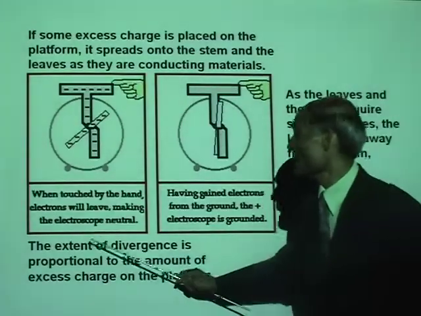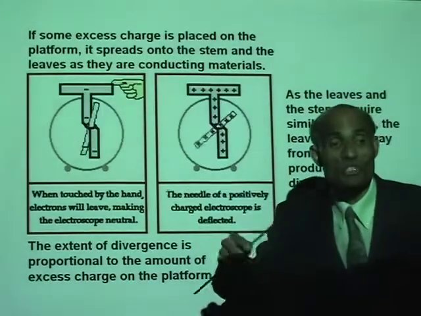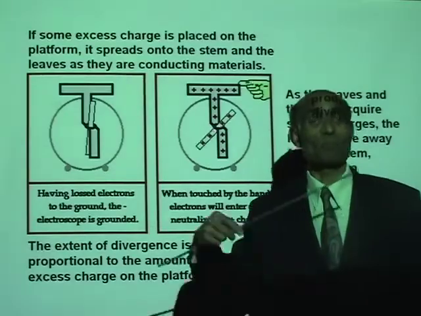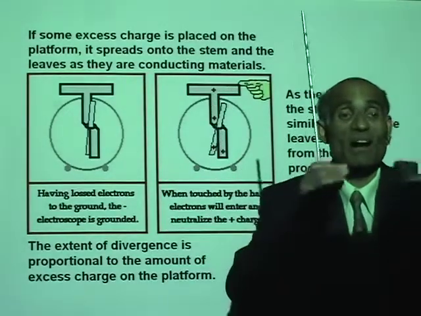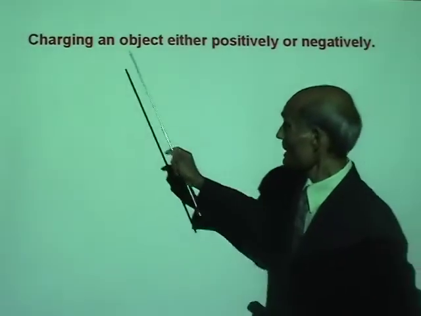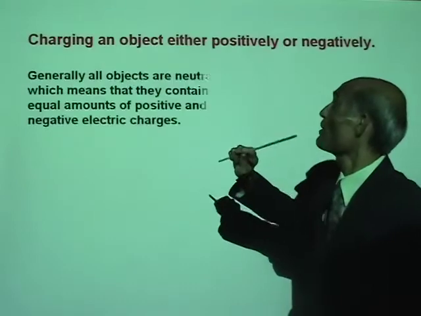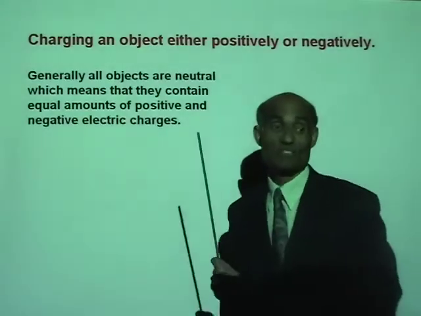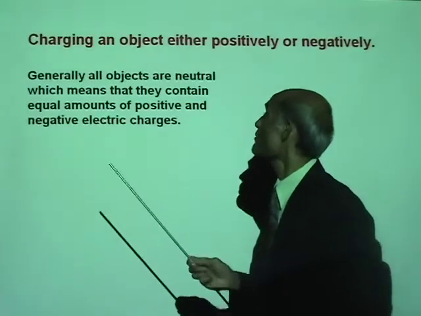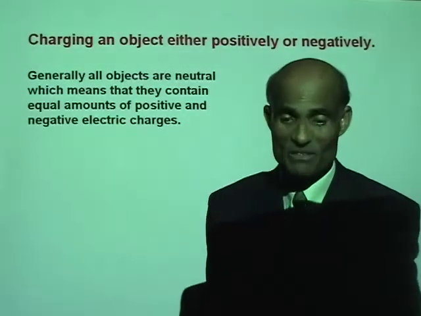Alright. The extent of divergence of the leaves is proportional to the amount of charge placed on the platform. If you place a greater amount of charge, the divergence will be greater. Now, how do you charge an object either positively or negatively? Generally, all objects are neutral, which means that they contain equal amounts of positive and negative charges.